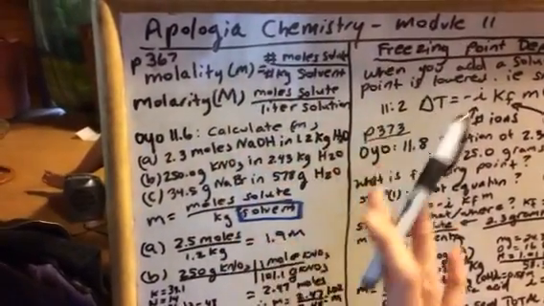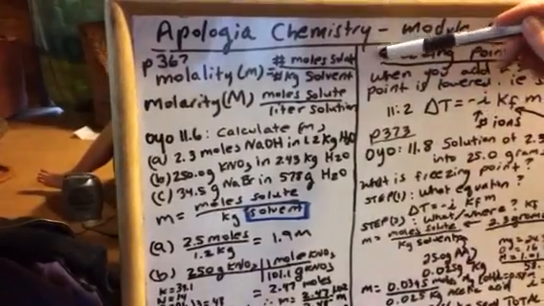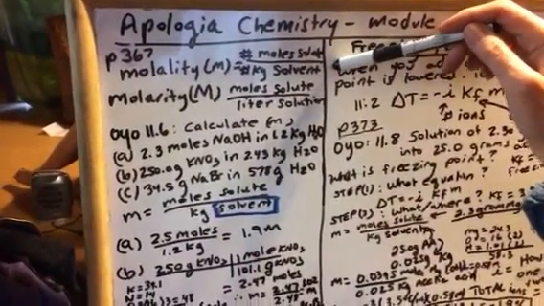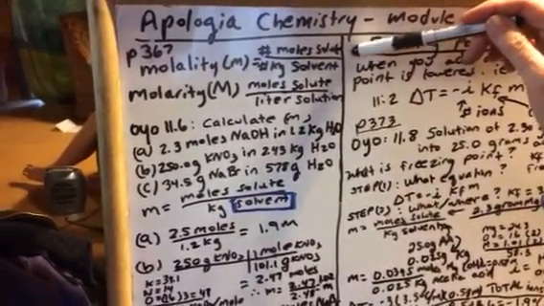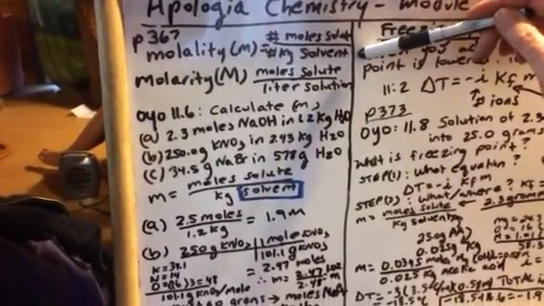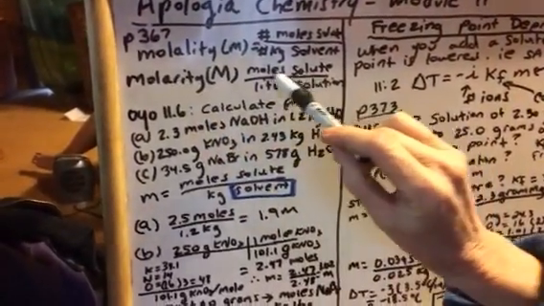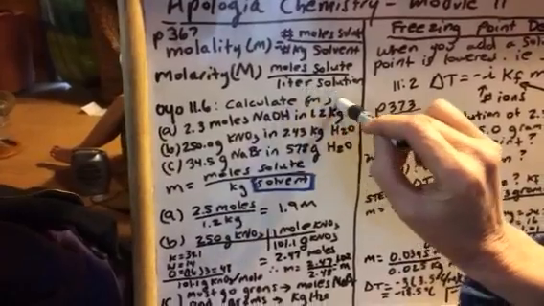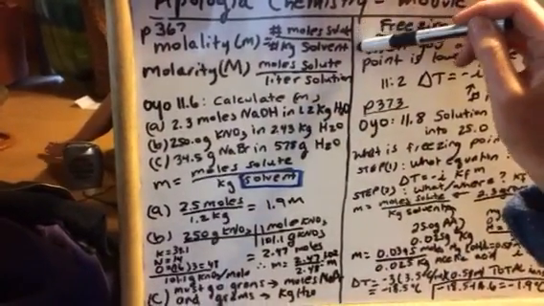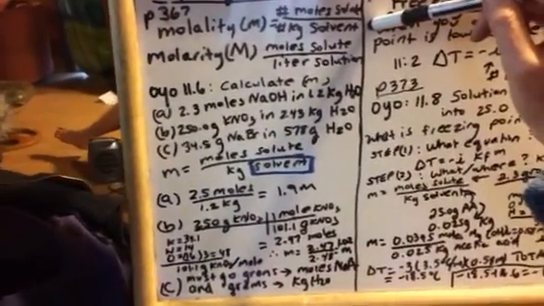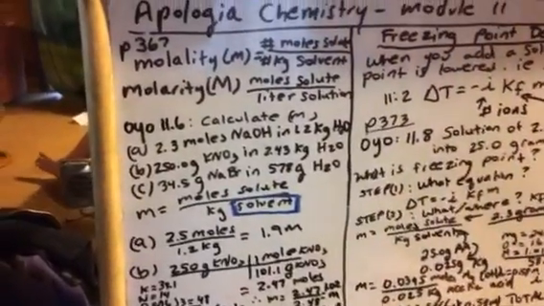And it's a different concept entirely because it's the moles of solute divided by the kilograms of solvent. The moles of solute divided by the kilograms of solvent. Notice with molarity, it's moles of solute per liter of solution. Here it's solute with solvent, not solution. Okay, so we're going to look at some examples of that.